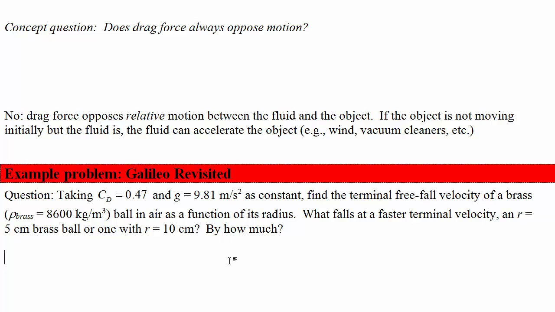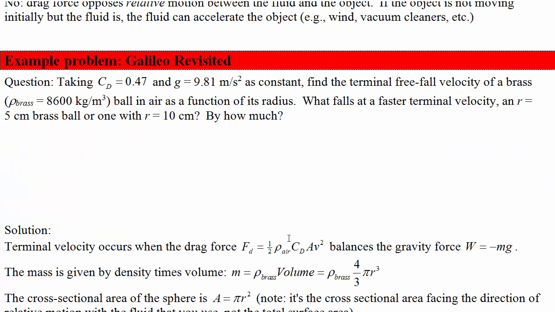All right, so this is a question about comparing the terminal velocity of two different sized objects. We can get the terminal velocity by setting the drag force equal to the gravity force, where the gravity force is based on the mass.